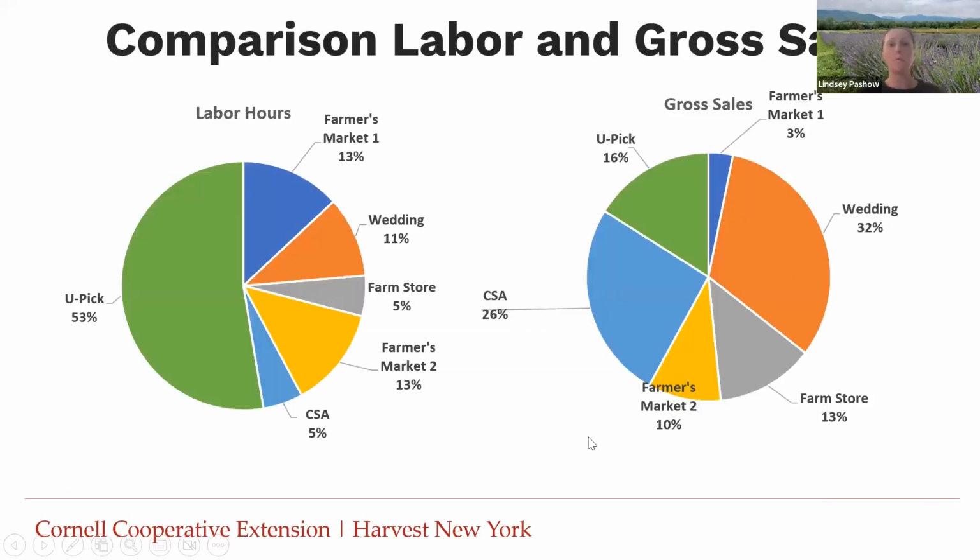And so then you compare your labor and your gross sales for your farm. So what I've done is that you can see when it gets down to it, you've got your weddings. That's the most sales that you've got. And your CSAs would be your second amount of gross sales. And then you can compare, like I mentioned before, U-Pick takes up a lot of time when it comes down to it. It is 16% of the gross sales for the farm.